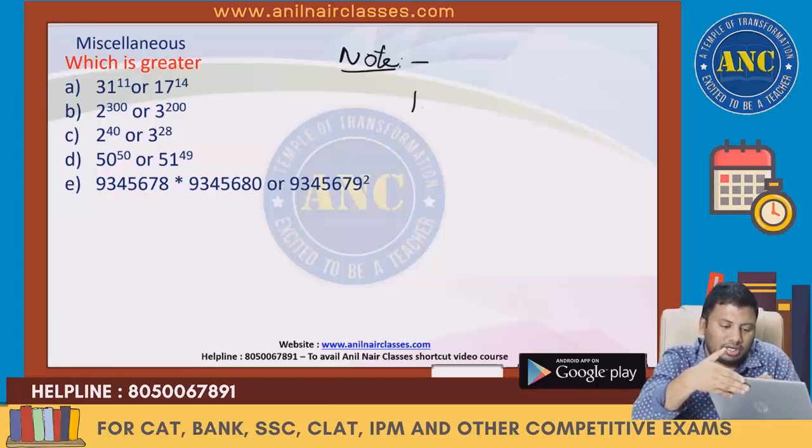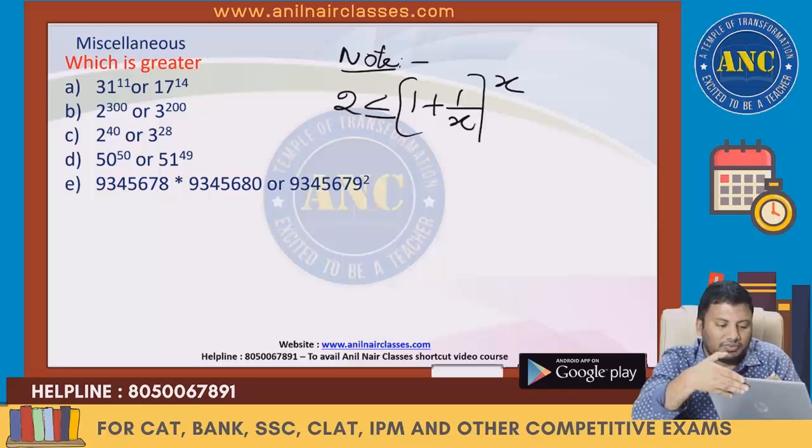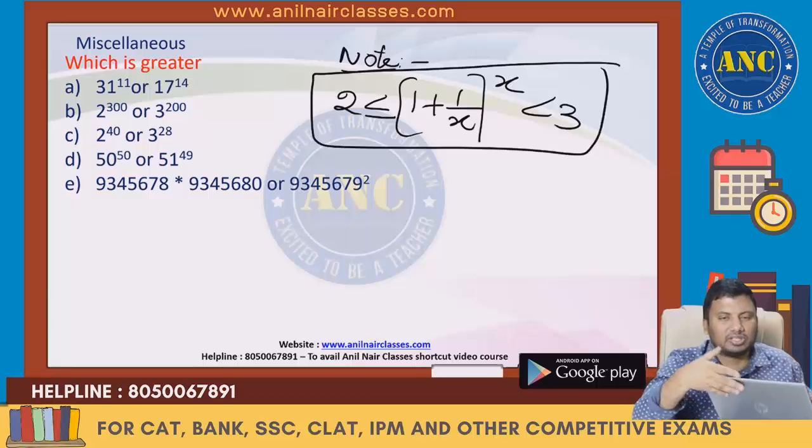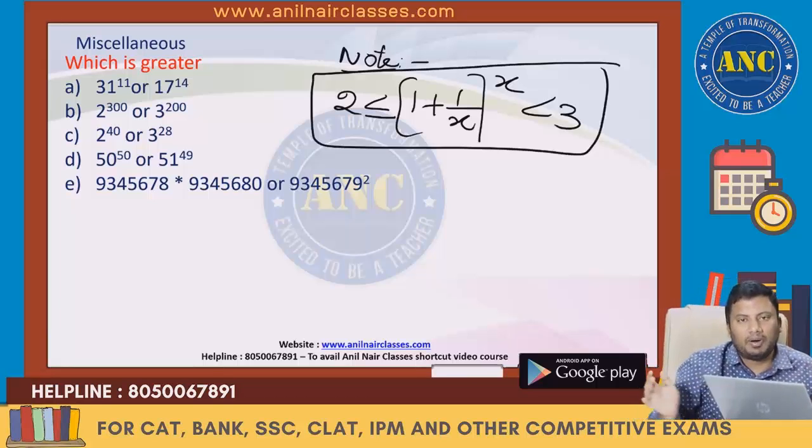Write down this note. 1 plus 1 by X, power X, always lies from 2 to 3.